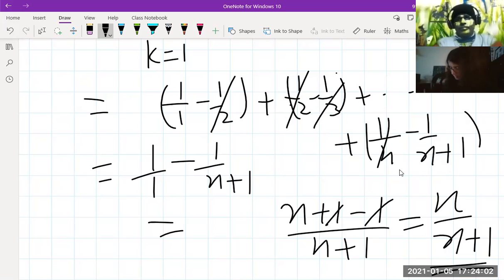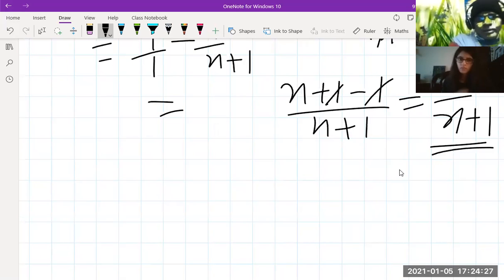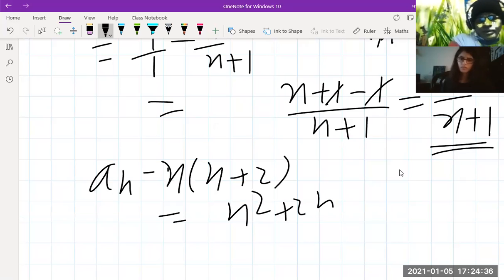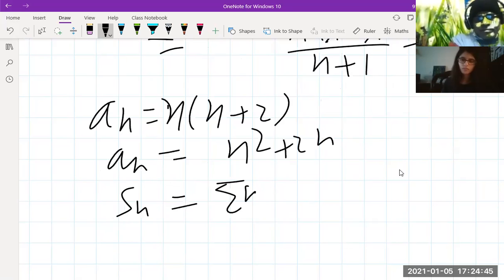So basically the concept is, we get the nth term, then we take the sum of n terms. For another type of question, suppose it is n into n plus 2. This is n square plus 2n, right? If an equals to this one, then an equals to n square plus 2n. So Sn will be sigma n square plus 2 sigma n.